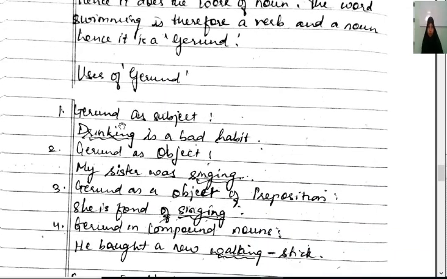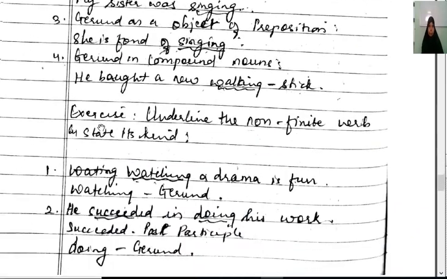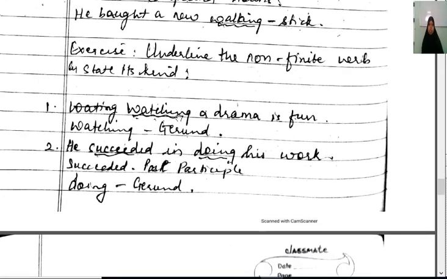Now come on, let's see. Watching a drama is fun. In this sentence, the word watching is a gerund. Why is it a gerund? Because it is a verb used with ing, and in this sentence it is working as the subject of the sentence. It is a noun. So if it is a noun as well as a verb, you can say it is a gerund.